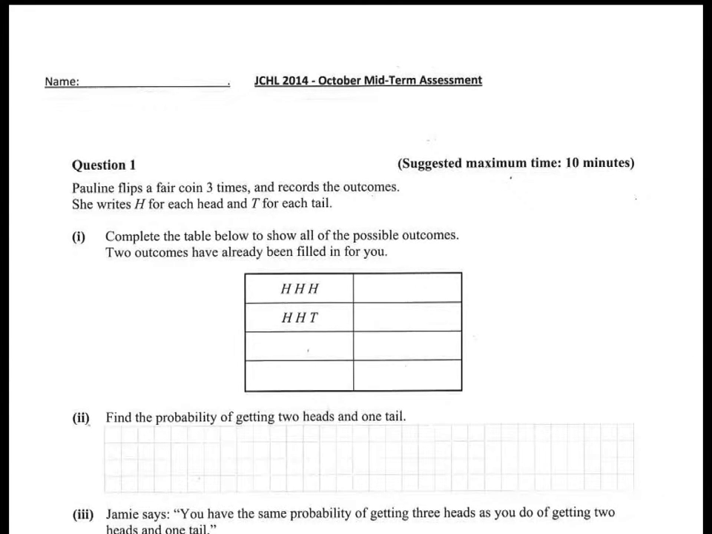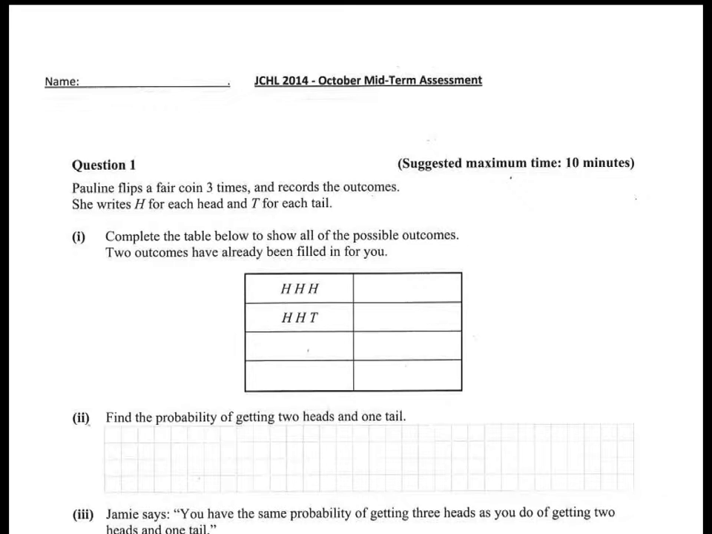This is question 1 of the October midterm for the third year high level class. So first question is probability, just talking about heads and tails, flipping a coin 3 times. And they give you the first 2, so it shouldn't be too difficult to realise what to do for the remainders. So we have head, head, head, head, head, tail.